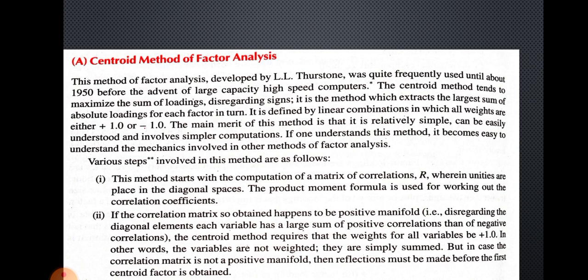The main merit of this method is that it is relatively simple, can be understood very easily, and involves simpler computation. If one understands this method, it becomes easy to understand the mechanics involved in other methods of factor analysis. Means if you understand the centroid method of factor analysis, then the other two methods will become easier to understand. So what are the steps involved in this?